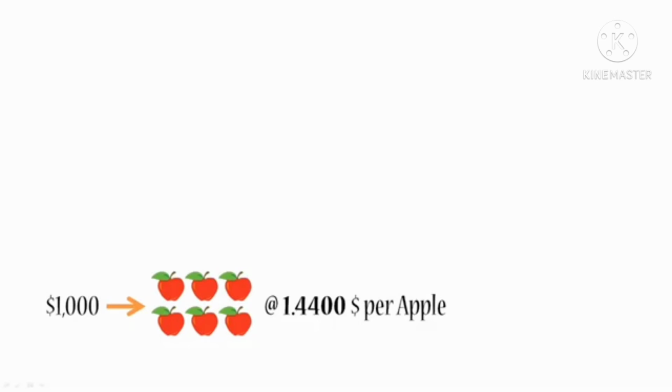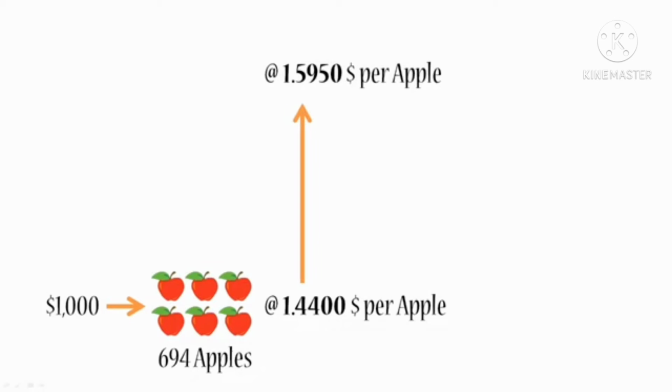So now our example says that the trader had $1,000 which he invested into apples at the price of $1.44 per apple. This means that he bought 694 apples. Next, he waited a certain number of days until the price for apples grew to $1.5950 per apple.